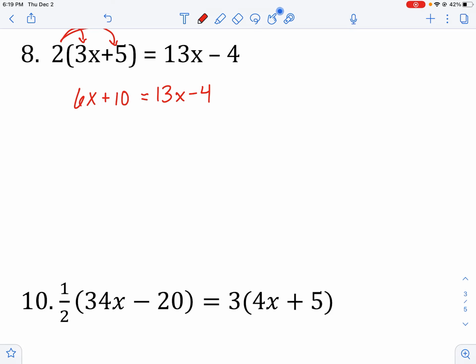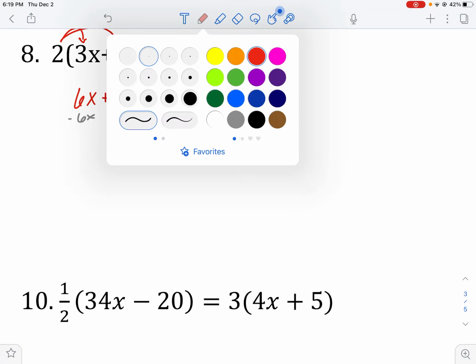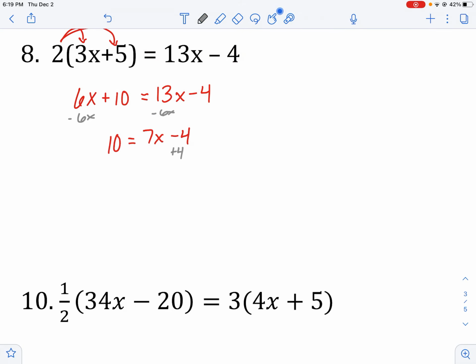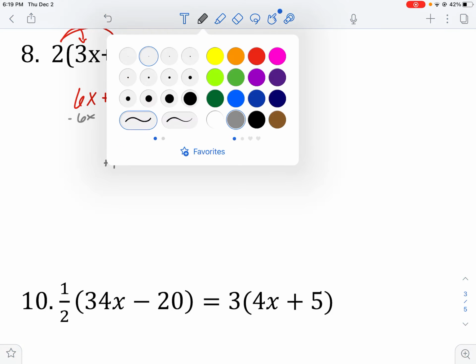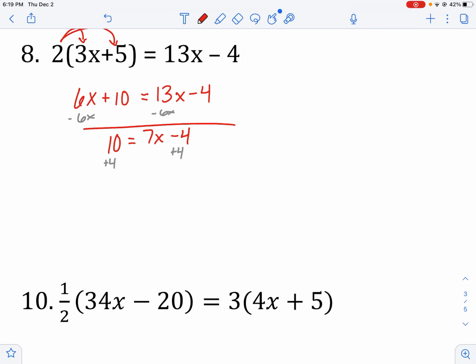And if you want to, you can always pause the video here and try to solve that, and then unpause and check your work. And this should get me 10 equals, if I subtract 6x from both sides, the smaller variable term, 7x minus 4. From there, I can do my inverse operation. I can add 4. And I would have 14 equals 7x, or x equals a positive 2.